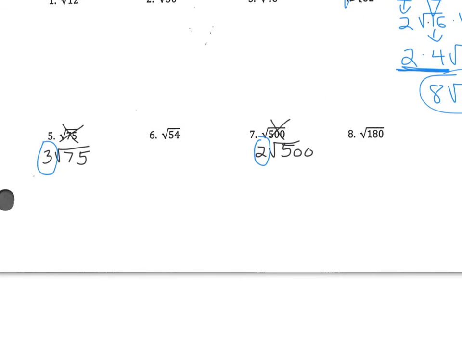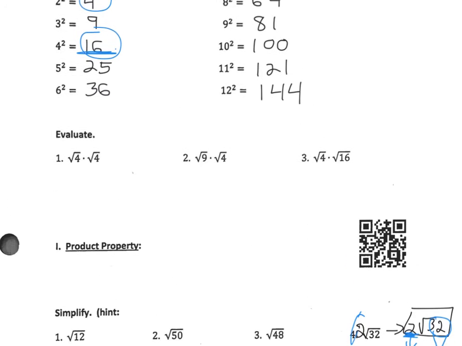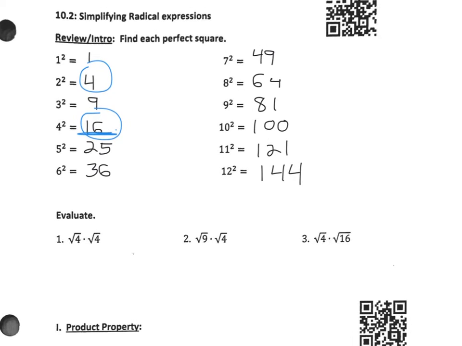So number 5, remember, add that 3 on the outside. So put this in your notes, this 3. And then this, square root of 75. Well, 75 is not on the list, but again, I'm going to ask myself, what number on that list goes into 75? And there's only 1. And again, just to go back up, the only number that goes into 75 is this, the 25. So 25 times 3 is 75.